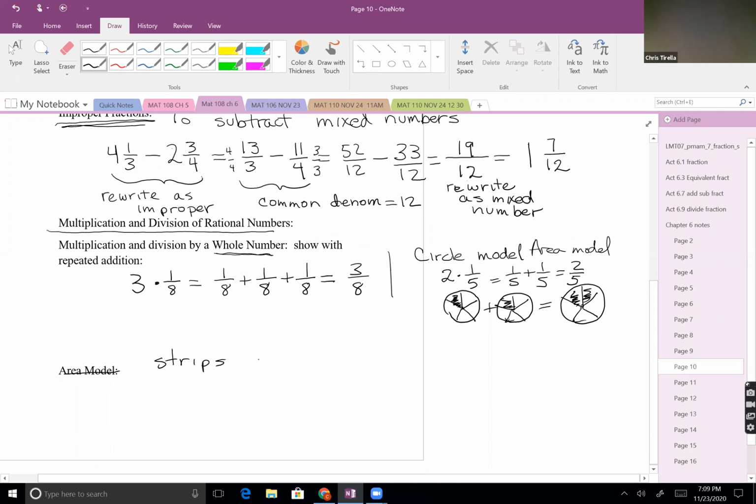If I had 3 times 1/4, I could look at my strips for 1/4 plus 1/4 plus 1/4, and that would give me 3/4.